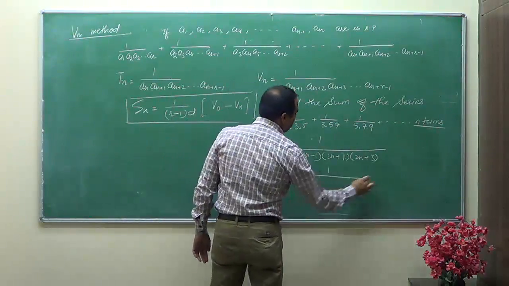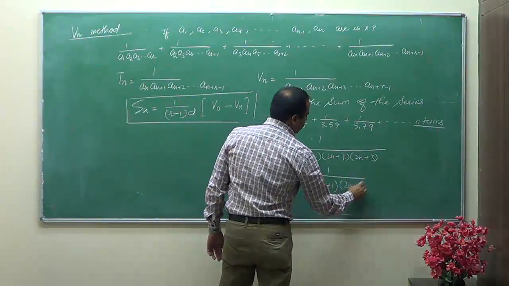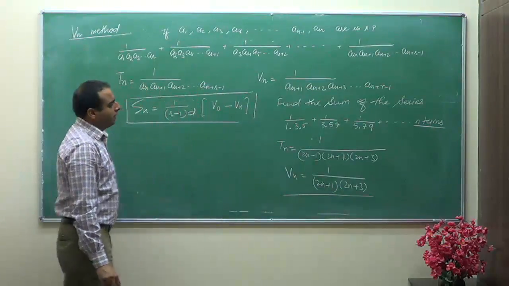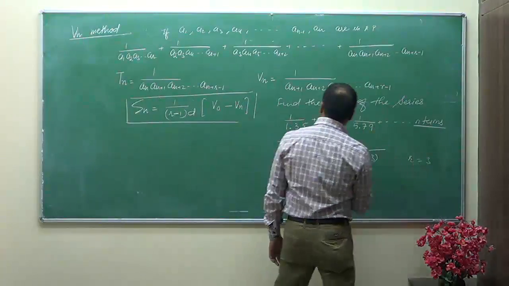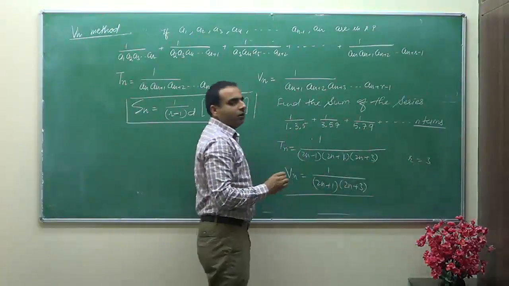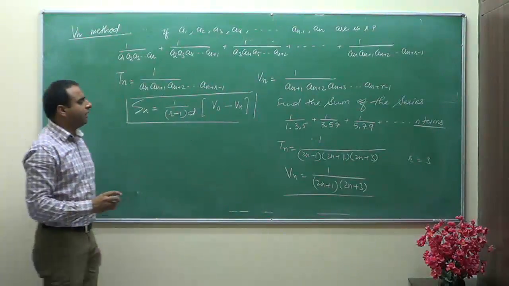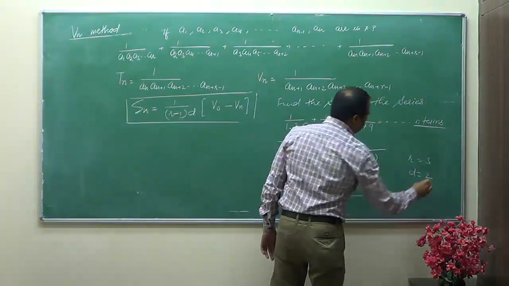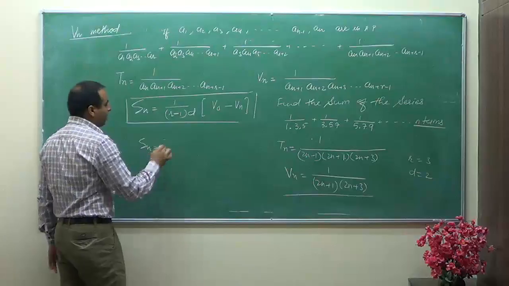What is Vn? Vn is 1 over 2n plus 1 into 2n plus 3. And the R is equal to 3. कितने terms से denominator में? 1, 2, 3. R represents the number of terms in the product in the denominator. R is equal to 3. And what is the common difference? Common difference is 2.